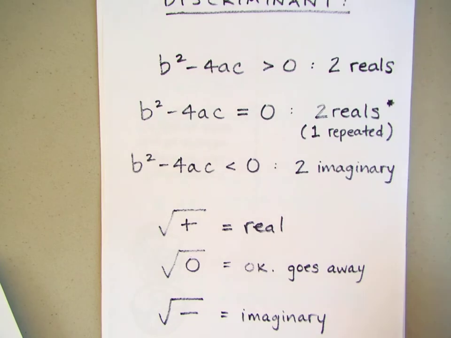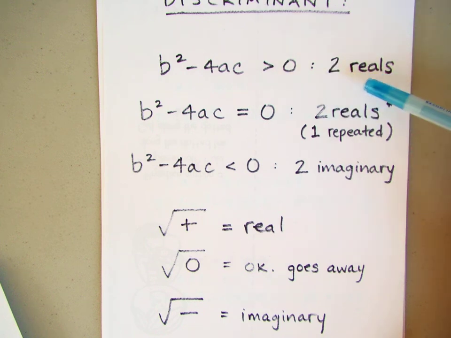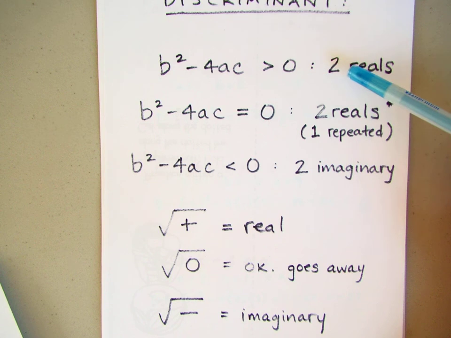You're looking at the discriminant, and if you get a value greater than 0 for your discriminant, we're going to get two solutions because it's going to be a positive and a negative. And because we can take the square root of something that's a positive value, they exist. We're going to get two real numbers.